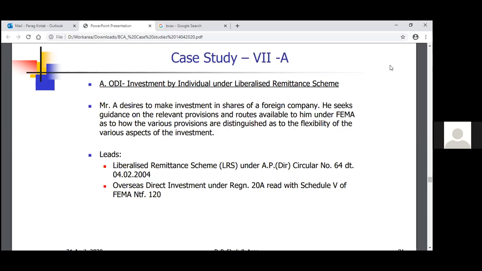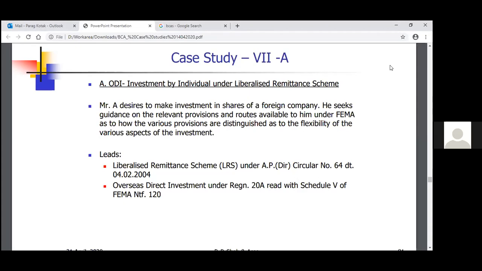See, the fundamental principle of FEMA is that what is directly not possible is indirectly not possible. Do you agree with me? Yes, sir. So by using the remittance scheme and keeping the money in a bank account, you have invested in the foreign company, right? Yes, sir. Directly you could not do that, right? Yeah, I could not do that. ODI and so on, right? Yeah.